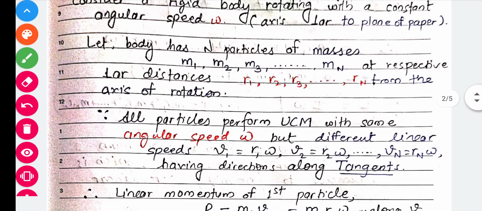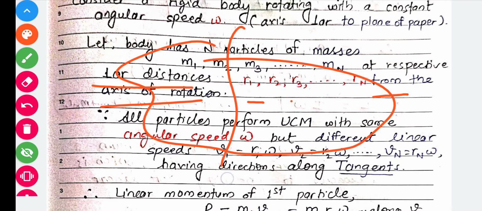Now, we consider that the body has n particles of masses m1, m2, m3 up to mn at respective perpendicular distances. Those distances r1, r2, r3 are the perpendicular distances from the axis of rotation. This is the axis of rotation, and the distances R1, R2, Rn must all be perpendicular to this axis of rotation.